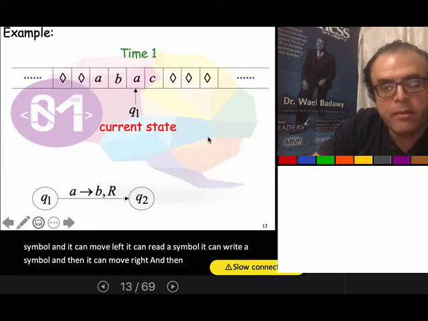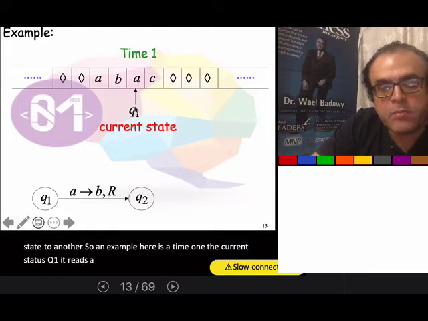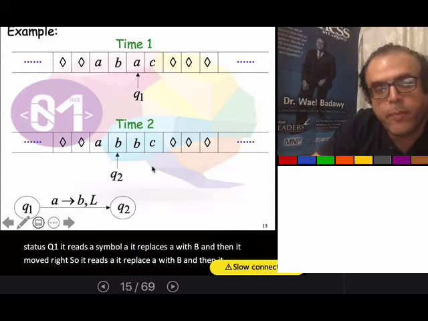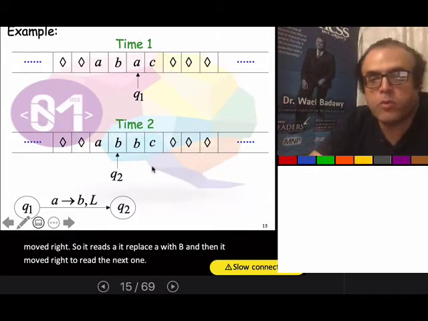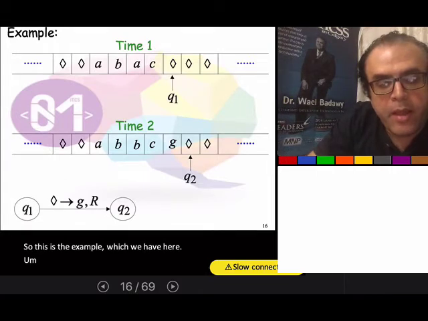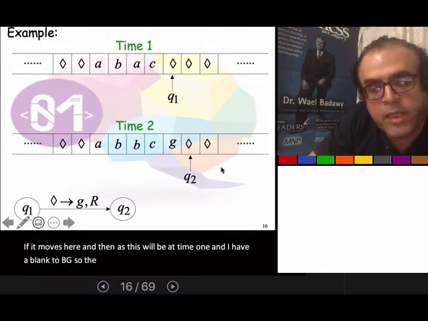An example here is at time 1, the current state is Q1. It reads the symbol A, it replaces A with B, and then it moves right. So it reads A, it replaces A with B, and then it moves right to read the next one. This is the example which we have here. If it moves here, at time 1, I have a blank, and the blank here will be replaced with G, and then it moves right.